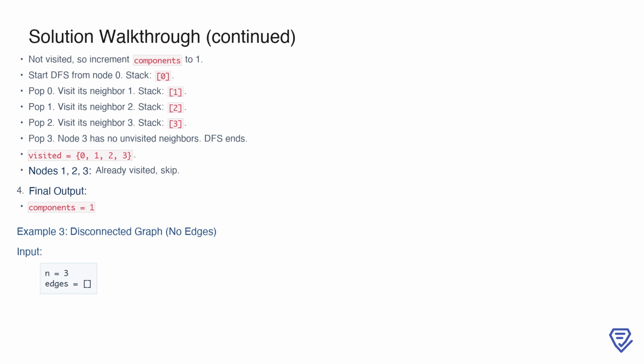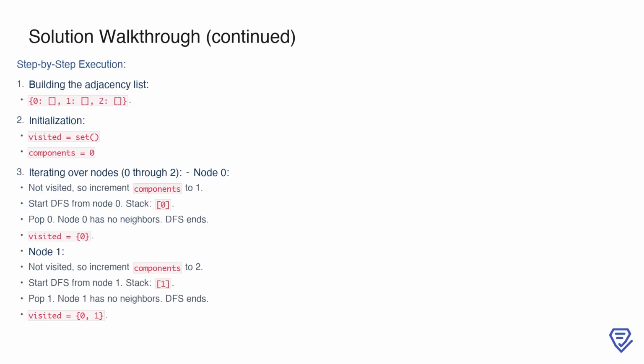Now, let's consider a graph with no edges. In this example, we have 3 nodes but no edges to connect them. The adjacency list is straightforward: 0, 1, 2. After building the adjacency list, we initialize the visited set as empty and set components to 0. We then iterate through each node.